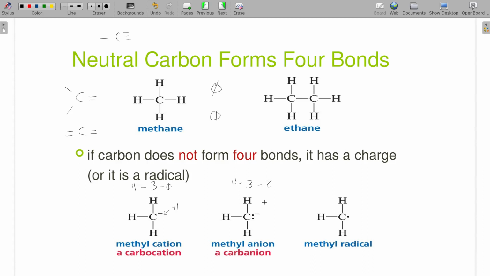4 minus 3 minus 2, that would have a formal charge of negative 1. And then the last one, we have 4 and 3 and 1 unshared electron. That one has a formal charge of 0. Now, I'm writing out how I figured this out, but we're going to get in a good habit of realizing anytime you see a carbon with 3 bonds and a positive, it's got a positive 1 formal charge. 3 bonds, a lone pair, and a negative, it's a negative 1 formal charge, and that radical is a 0.